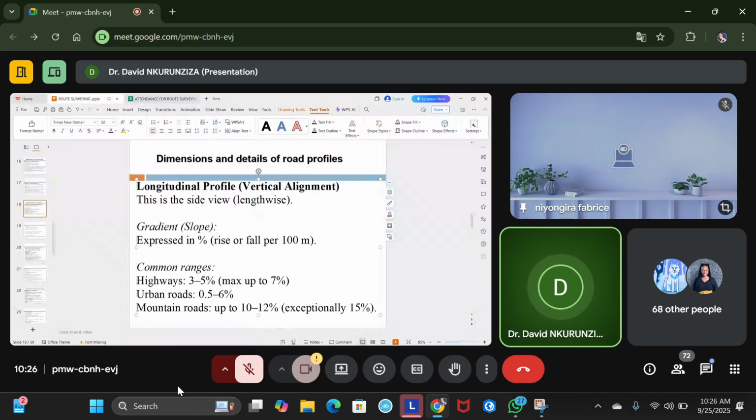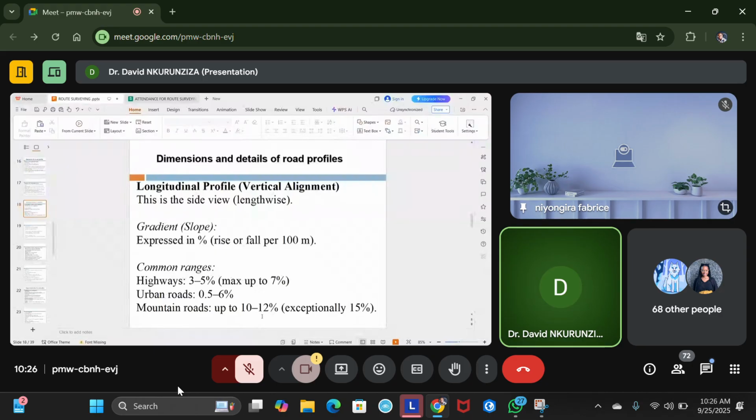For highways, what are examples of highways that we have in Rwanda? For example, if we consider this road from Sonatube through Gahanga going to Bugesera, that is a highway, one of the highways that we have. Other roads that we have in the city of Kigali are urban roads. And then some other mountainous roads, for example, going to Karongi, going to Rusizi, going to Musanze. Those are mountainous roads because you can experience this amount of gradient.